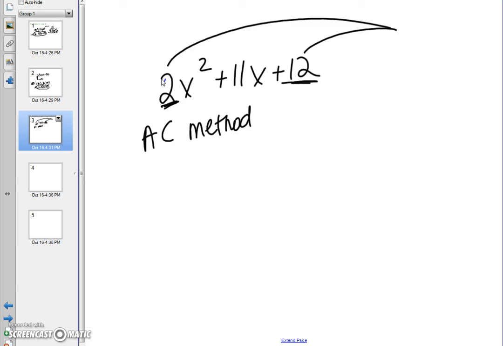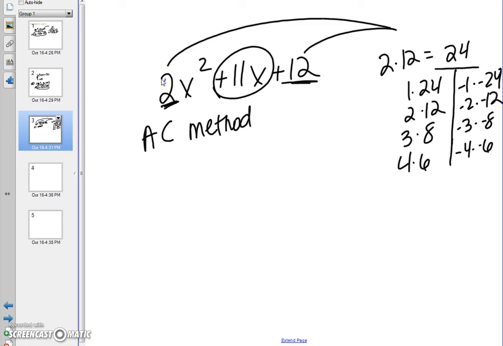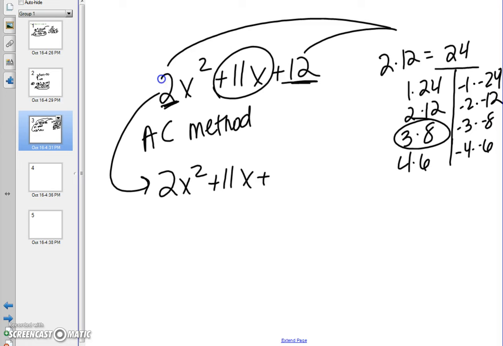So first, let's start out by multiplying 2 times 12. 2 times 12 gives us 24, and we write down the factors of 24 like we've done before. So 1 and 24, and all these factors. And we figure out the same thing once again, which one of those factors will still give us that middle term. And in this case, what gives us a positive 11 is a positive 3 and a positive 8. So I'm just going to move this down here to rewrite it to make it a little bit neater.